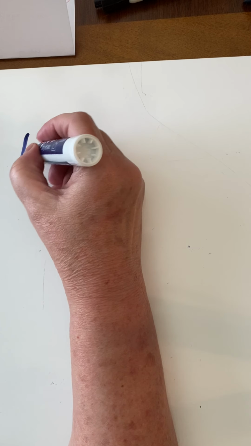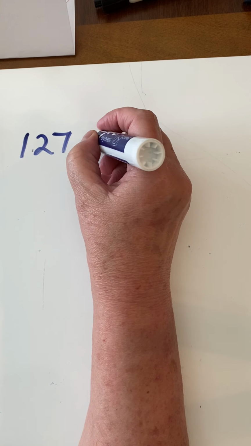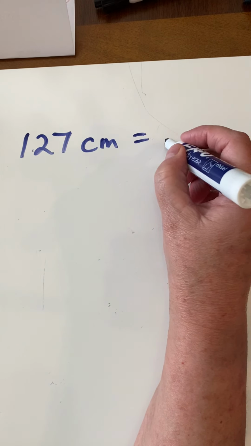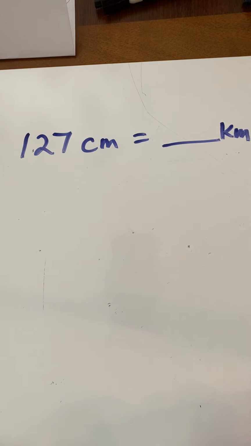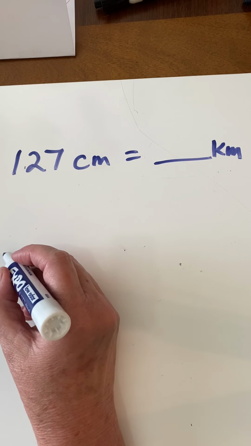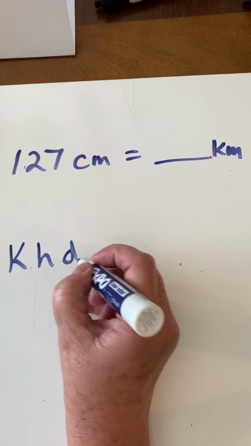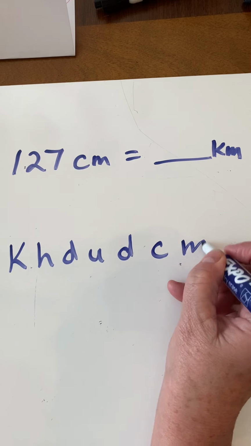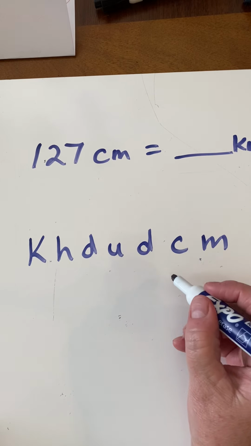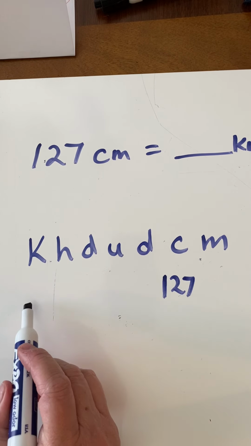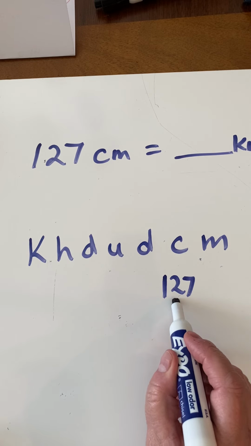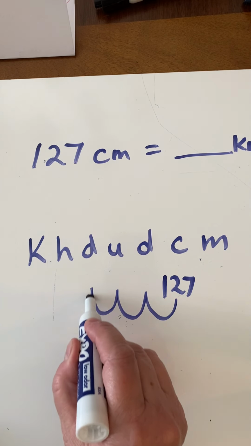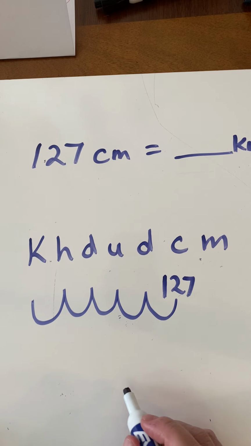Okay, let's do another problem. I have 127 centimeters, and I want to find out how many kilometers that is. Again, I'm going to do my mnemonic device. King Henry doesn't usually drink chocolate milk. And my 127 is going to be here at this point, and I want to end up at this. So let's see how many times I have to count. I have to go 1, 2, 3, 4, 5. So I have to do it 5 times.